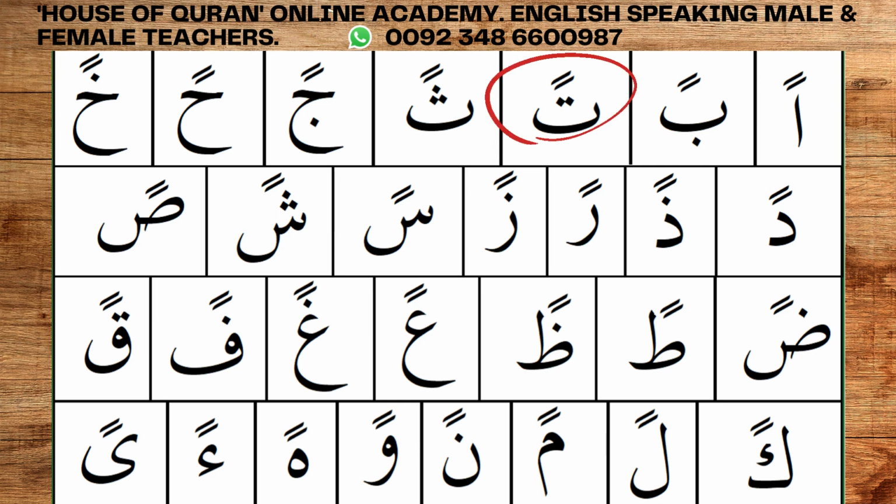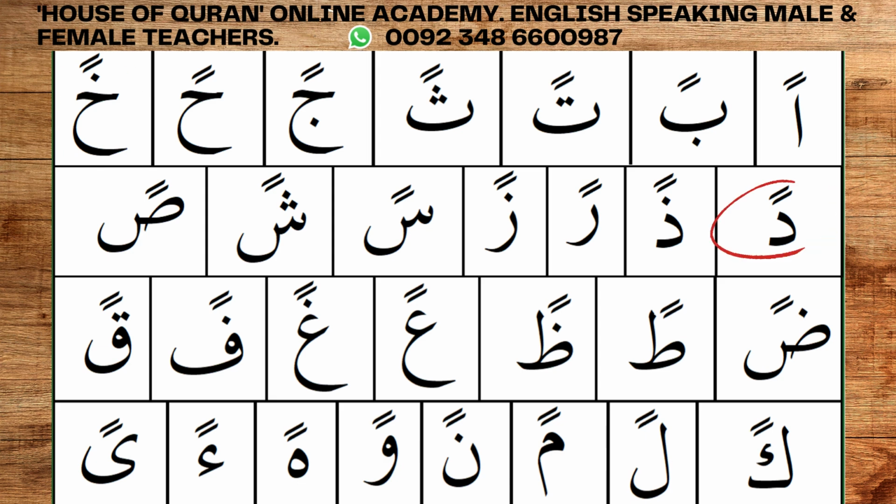Very good. And a th with an "an" on top makes than. Then we go to this j sound. With an "an" on top, it makes jan. A h sound with an "an" on top makes han. And a kh sound with an "an" on top makes khan.